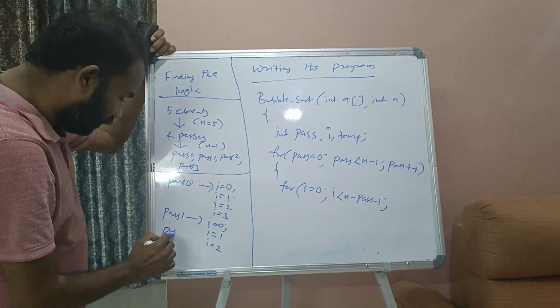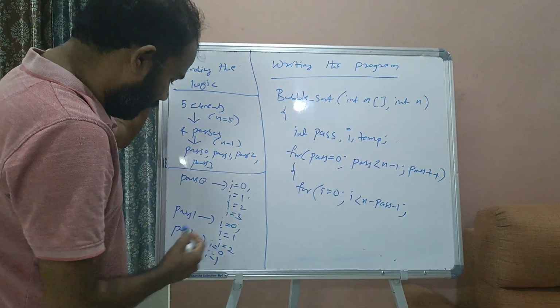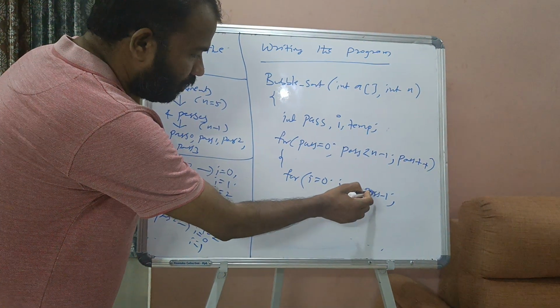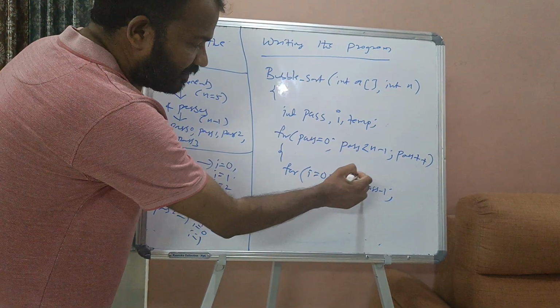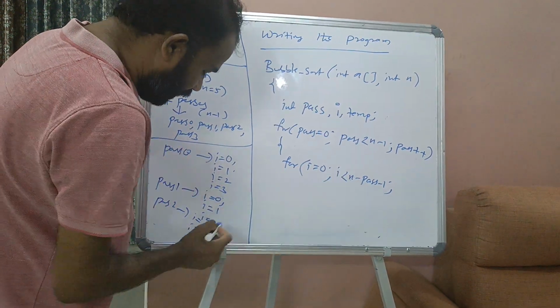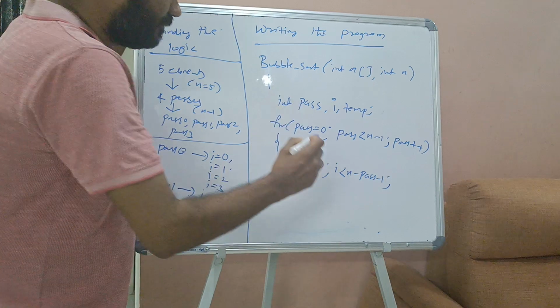Suppose pass is equal to 2, then I is equal to 0, I is equal to 1. So pass is equal to 2, I is equal to 0, I less than 5 minus 2 minus 1. 5 minus 2 minus 1 means 5 minus 3. 5 minus 3 means less than 2. I is equal to 0, I is equal to 1. This is the way to find the logic.